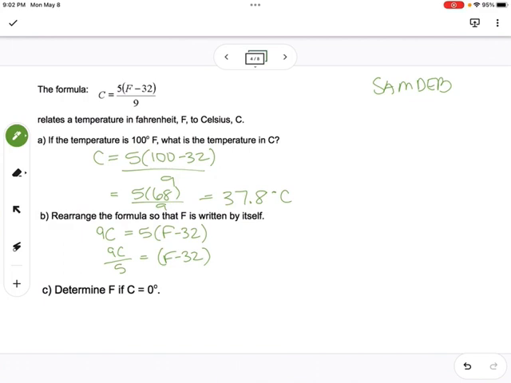So we can drop the brackets here, and then we're going to move the subtract 32 to the other side, and it will be adding 32. So we'll have 9C over 5 plus 32 equals F.